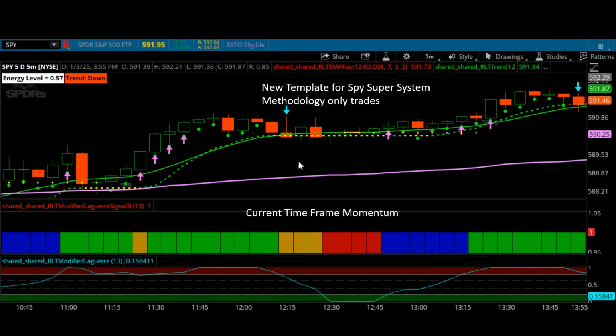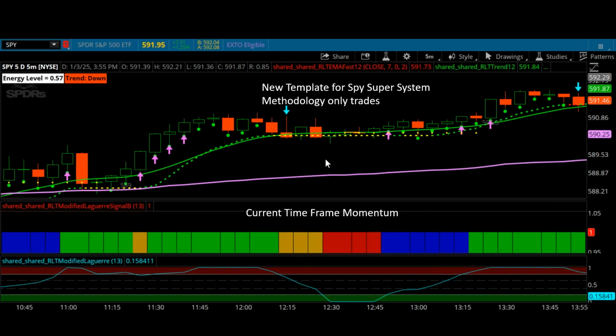So these are your key criteria for 5-minute trades: current time frame momentum, VWAP, 15 EMA, and you can use these pop out of the box symbols. Right? It tells you where to enter, where to get out. This tells you what the institutions are doing. This is the new template that you can get.